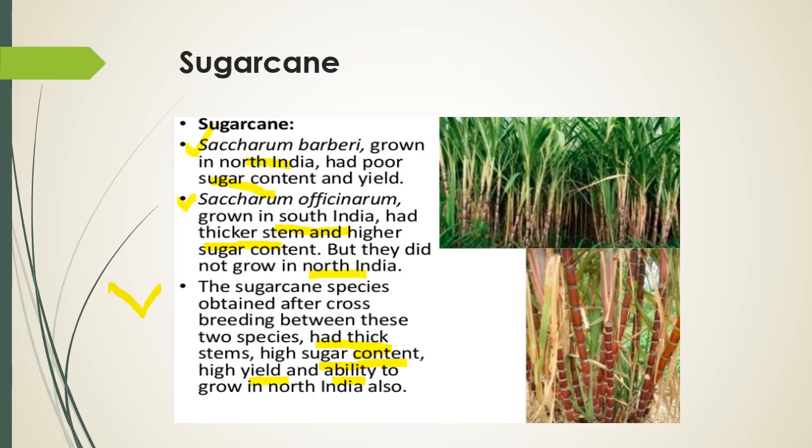So the best solution we have is crossing these two species and developing a hybrid which contains all these qualities, and that can be grown in North India also. You can see the picture also. The stems are looking thick, and of course it might contain more sugar content, and it can be easily grown in North India.